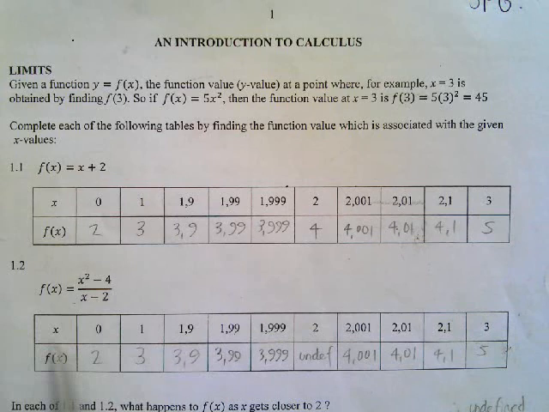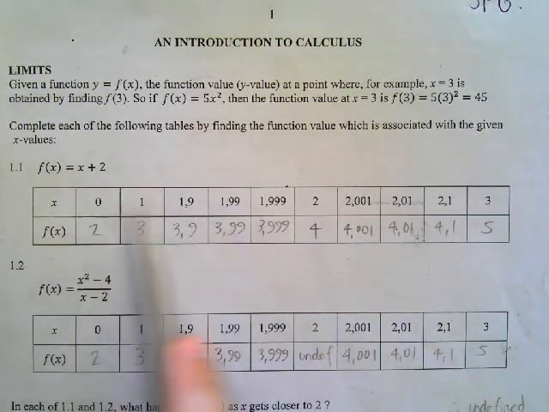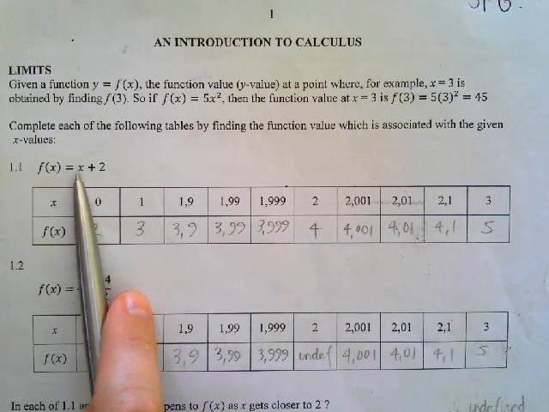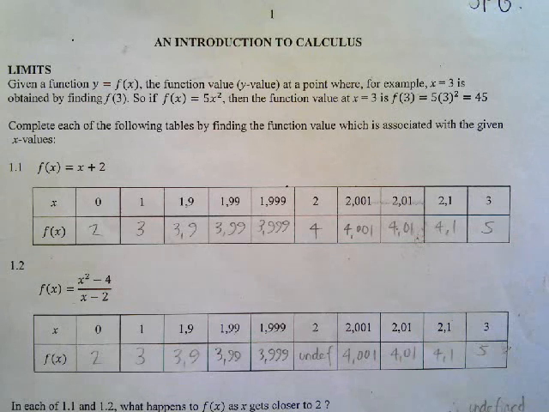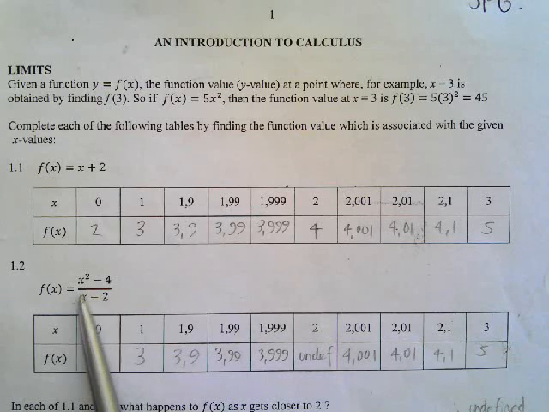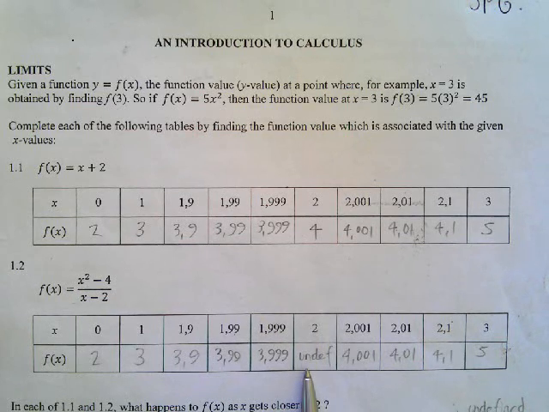In this 1.1 and 1.2, firstly 1.1, there's no real limit here because you would have seen that whatever I put in for the x value, I always added to. So you were never heading towards a certain value. However, in 1.2 here, because your denominator could result in having a 0 when x was 2, you would have had an undefined answer.